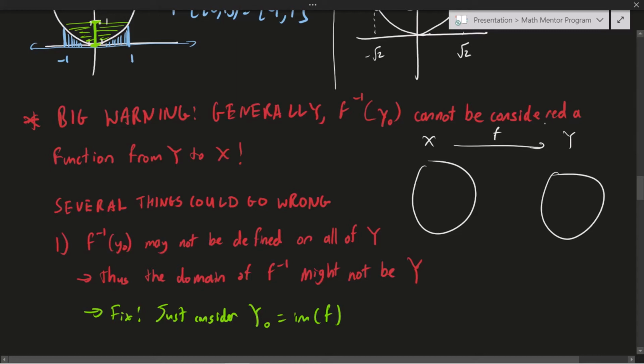The first thing is that f inverse of y naught may not be defined on all of y. So again, what do I mean by this? The preimage of a single point y naught is just everything that got sent to that point from the domain. Okay? The issue is, though, what if the image of f was not all of y? In other words, what if f is not surjective?